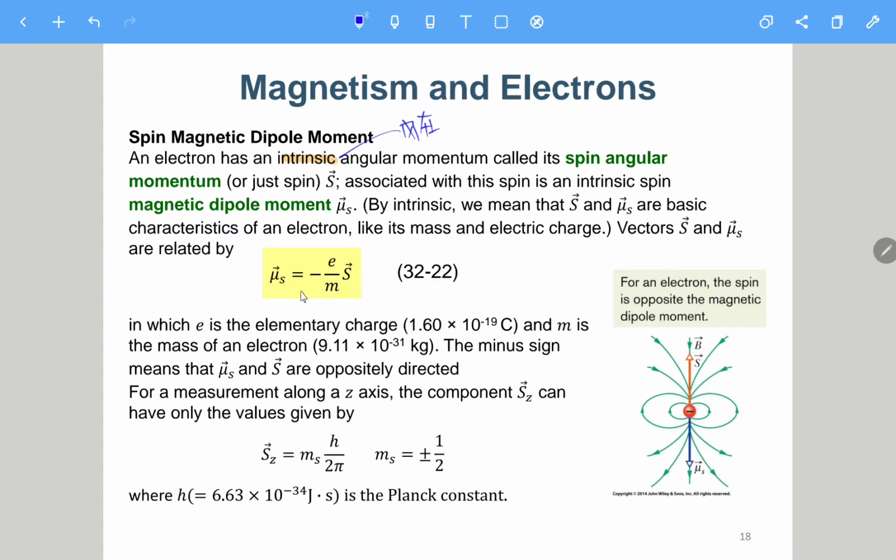This equation actually comes from quantum mechanics, and you can also imagine this is the elementary magnetic dipole. e is the elementary charge, and m is the mass of the electron, so this is nothing but a constant. And then we have the spin, and this spin is quantized. We have the so-called m_s equals h over 2π. h is the so-called Planck constant.